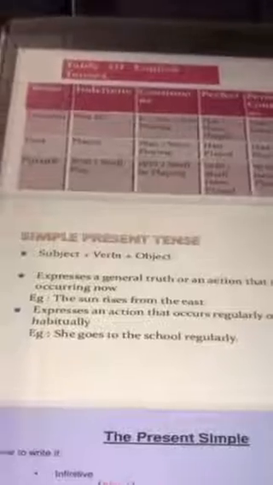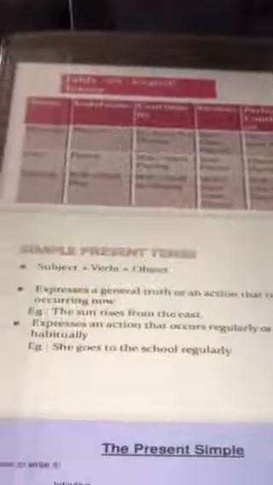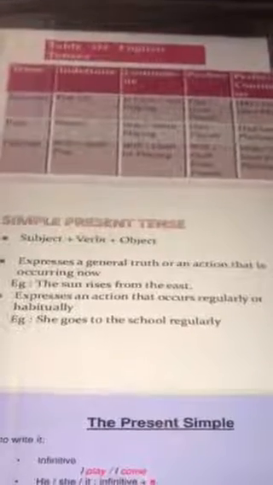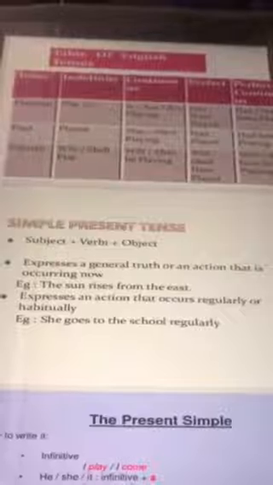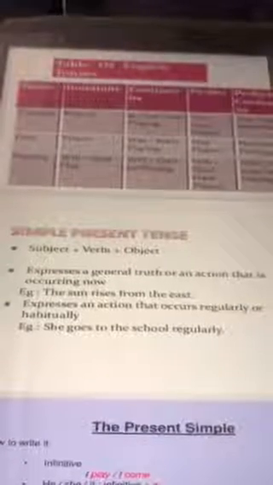Now, we can see here the conditions of simple present tense. It expresses the general truth or an action that is occurring now, something which is happening now. Sun rises from the east. It expresses an action that occurs regularly or habitually, something which is happening every day. She goes to the school regularly. That is why it is present tense.